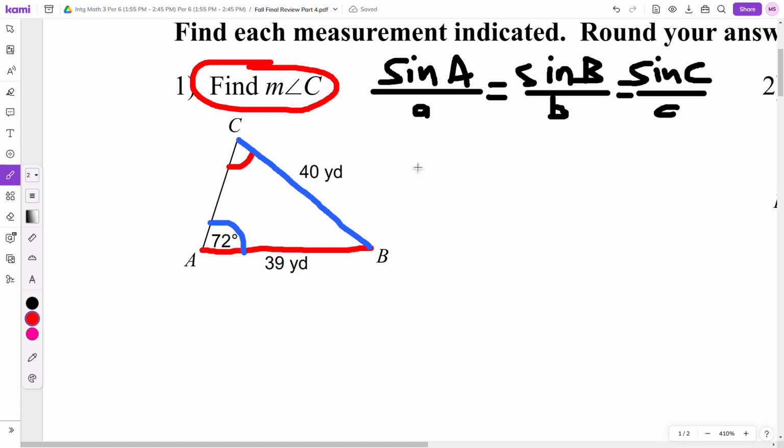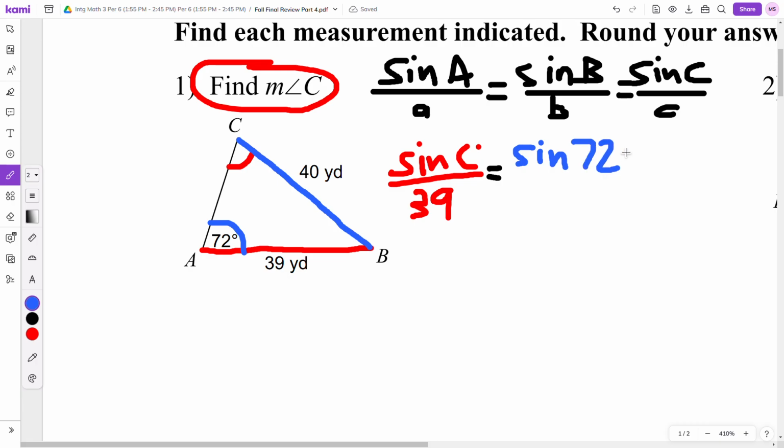Okay, so we're going to write that. We're going to say sine of angle C, or sine of C, I'll put C degrees, divided by its opposite side, which is 39. This, by the law of sines, has to be the same thing as the sine of any other angle in that triangle divided by its opposite side. So in this case, sine of 72 degrees over 40.